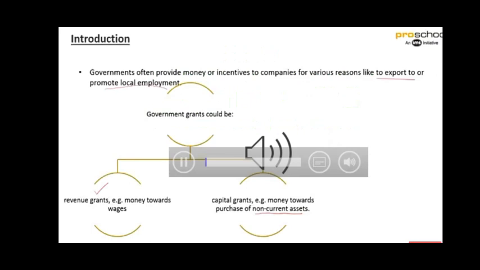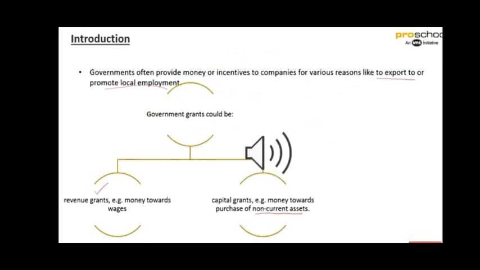Government provides money to companies for reasons like export, promotion of local employment, or conservation of nature. Because if a company exports more, the position of balance of payments of the country improves and it is good for the economy. If the company, by giving employment to the local people, improves local employment, then more people will get employment, and the economy of the nation will develop. And if the company preserves nature, if it goes for renewable energy or green energy, then nature will be protected, and the nature of the country, if protected, will be good for the country.